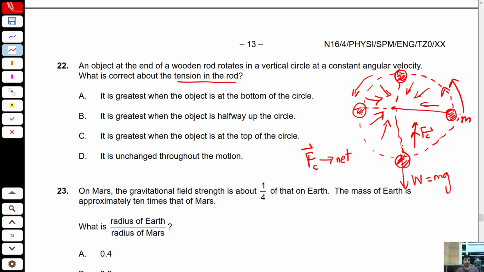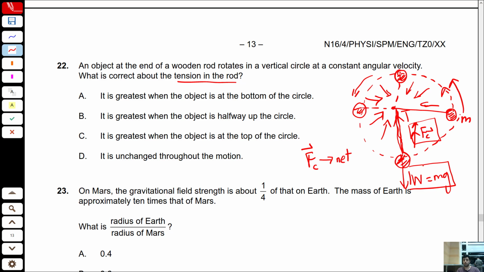So it is the tension in the rod that must be responsible to provide enough force so that not only can it counteract or balance out the weight, but also provide additional centripetal force to make sure it stays the net. So when the rod is exactly at the bottom position, the tension must be maximum because the tension is responsible to provide not only the weight.